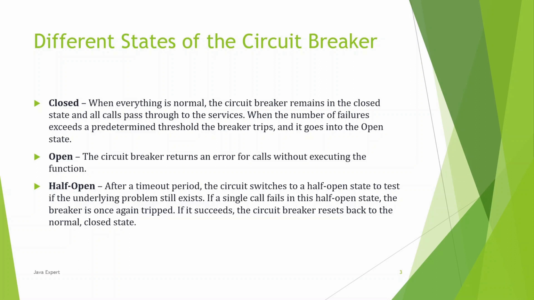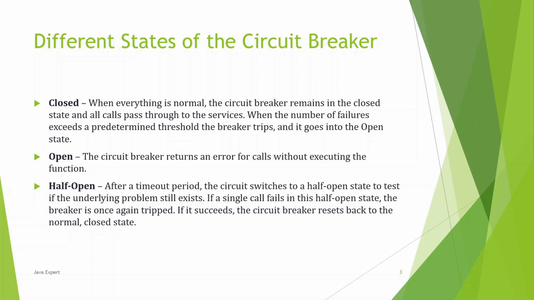The first one is closed. When everything is normal, basically when we have microservice A and microservice B, and we're calling A to B, everything is fine. You're giving the request, you're getting the response. That state is called closed. Basically, the circuit is closed, so the API calls are continuously happening, right?